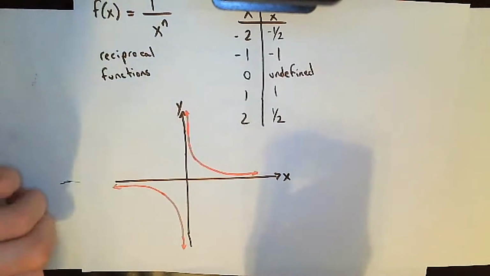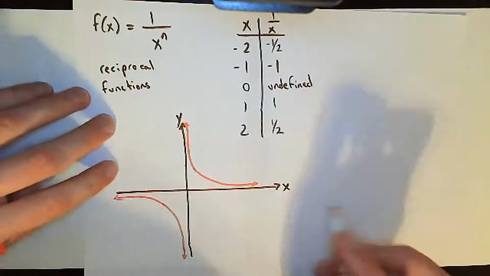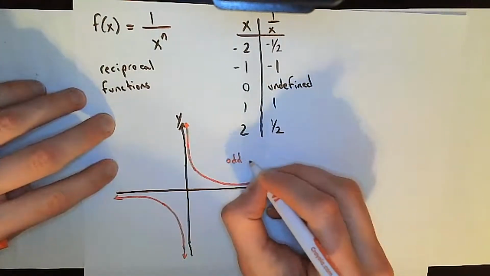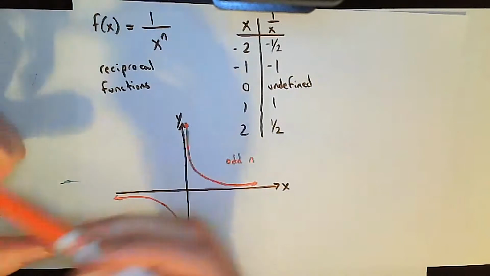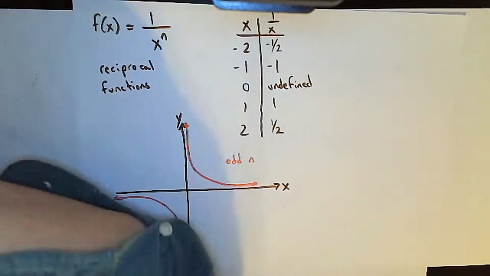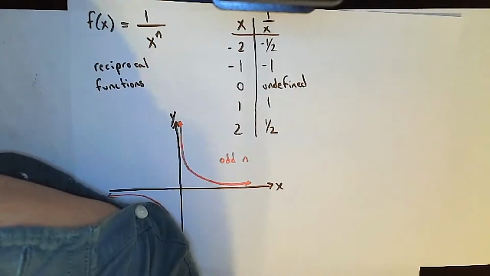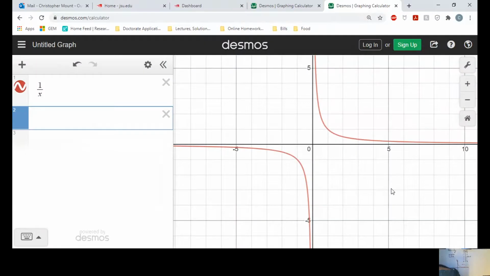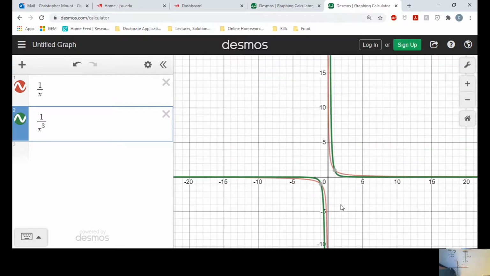Now, this is going to be the general shape for reciprocal functions when we have an odd value n. And I'm going to show you that now in Desmos, and then we'll investigate even ones. If I could find it. All right, there we go. Let me erase that. So there's 1 over x. Here, we're investigating odd ones, so there's 1 over x cubed.